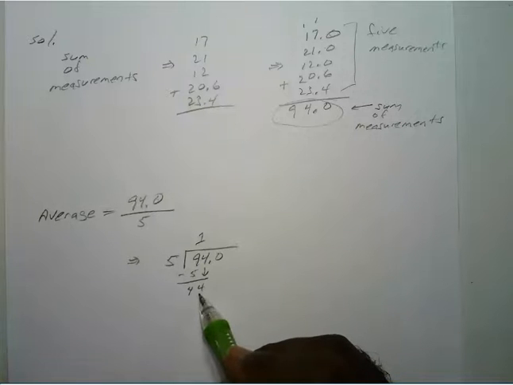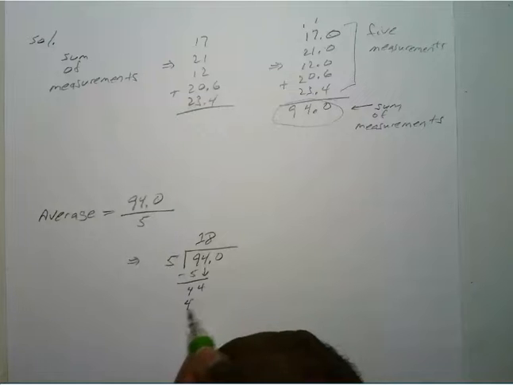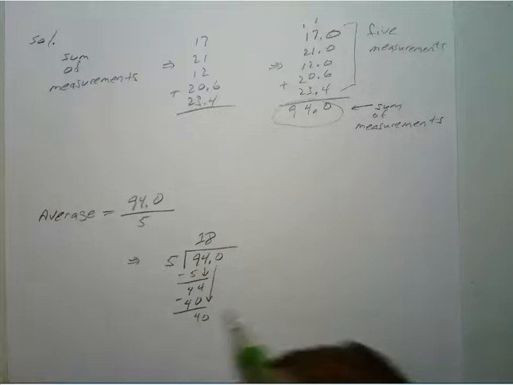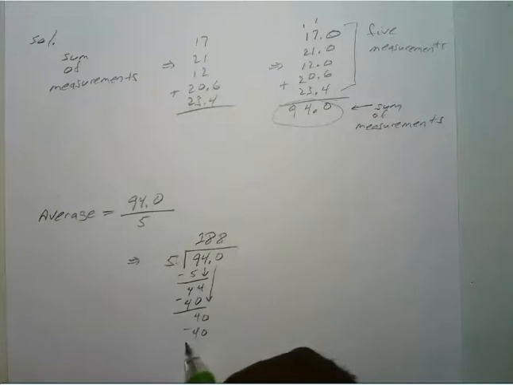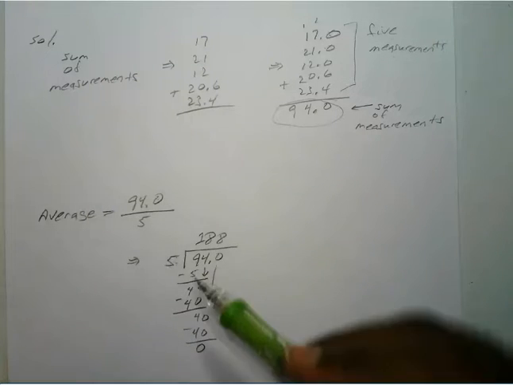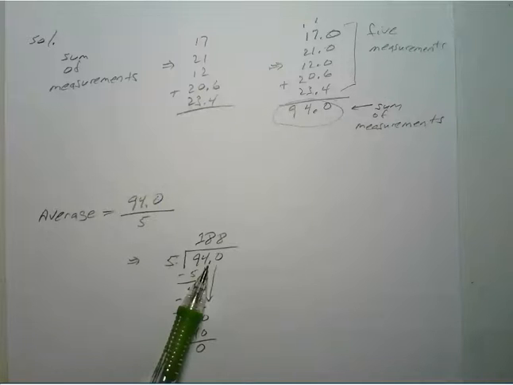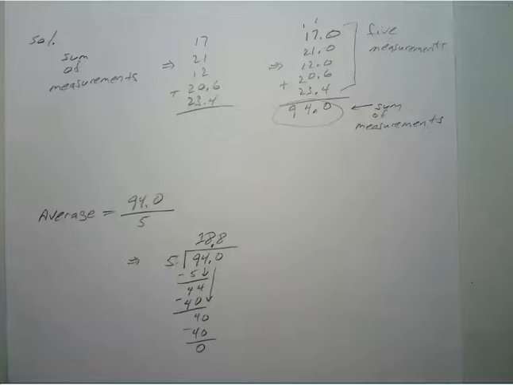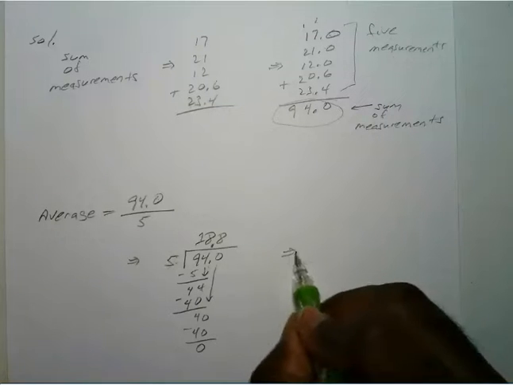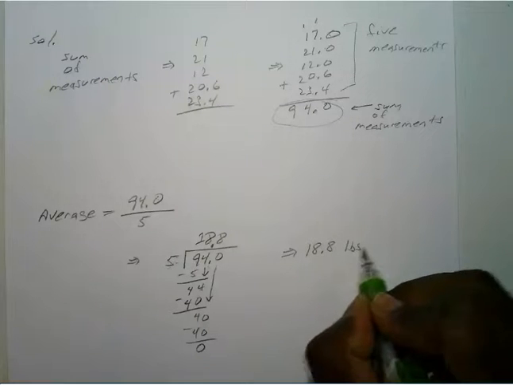Okay, 5 goes into 44 8 times. 5 times 8 is 40. Go ahead and subtract. Bring down that 4. And bring down that 0. 5 goes into 40 8 times. 5 times 8 is 40. The remainder is 0. And this decimal point, since we didn't have to move the decimal to make this a whole number, this didn't have to move either, so we move that straight up right there. So that means our average is 18.8 pounds.